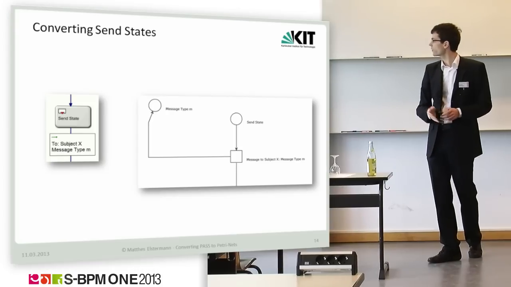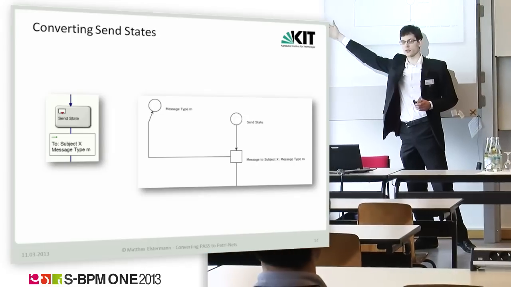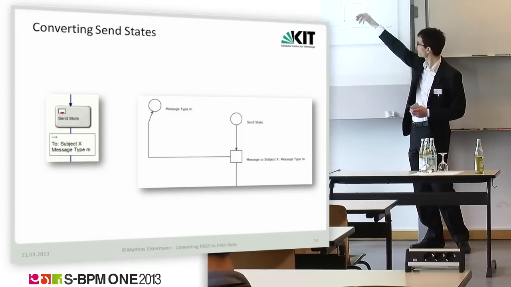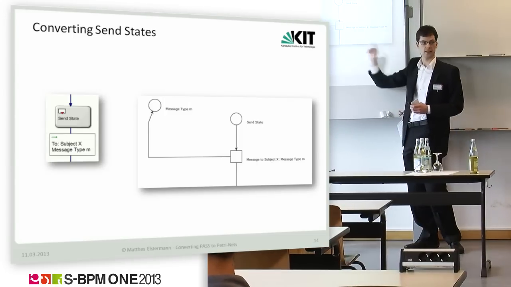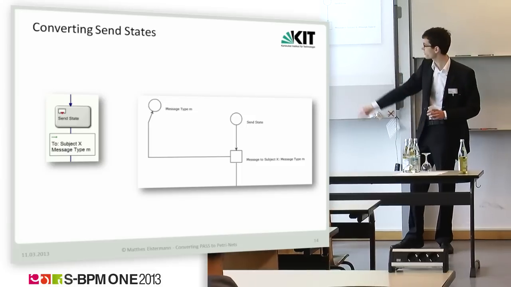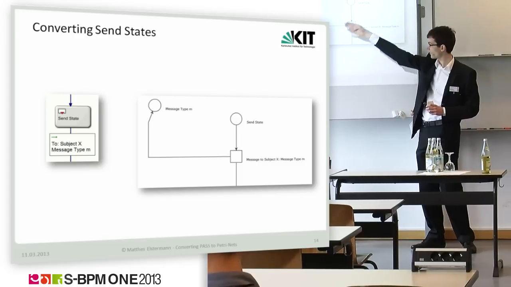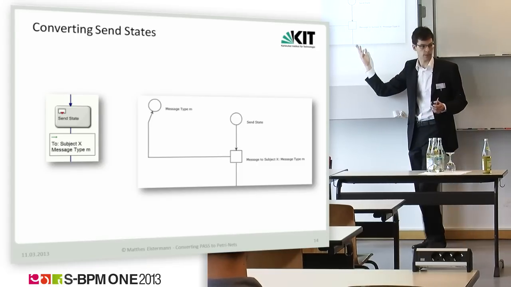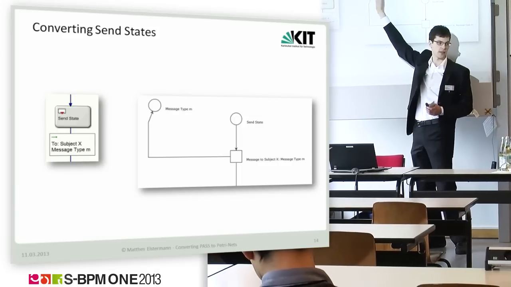For send states now, there is in this example only a single transition going out. I represent the send state, of course, as a state, as a place. A transition exiting out of it now makes two things. In the one subject swim lane, it places a token on the next state, wherever this transition in the path graph leads to. And of course, it also places a token on the message state of another subject.